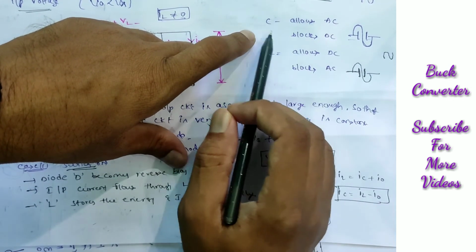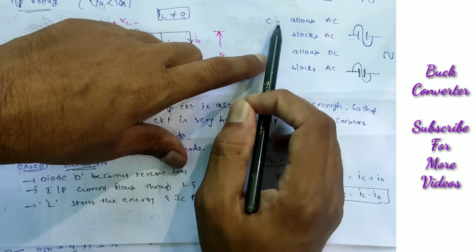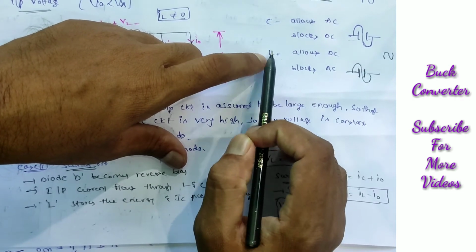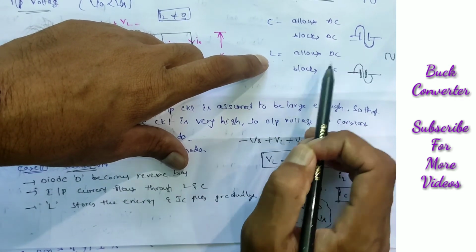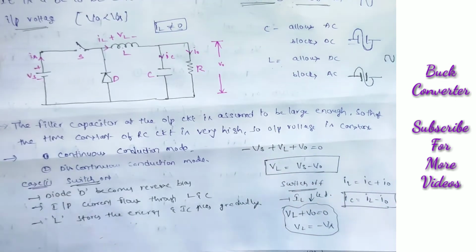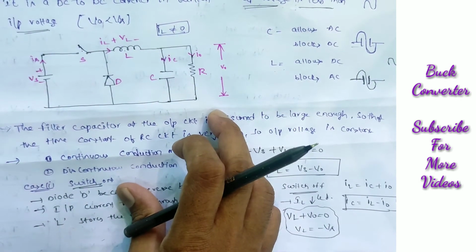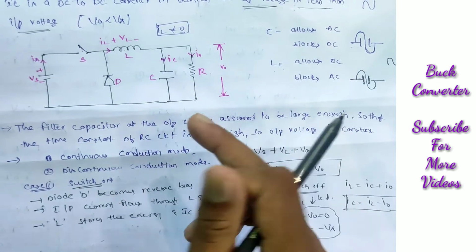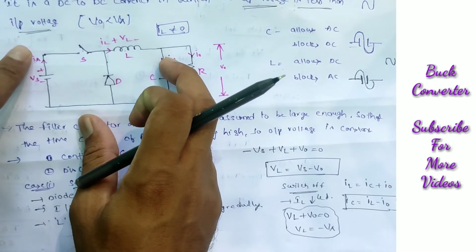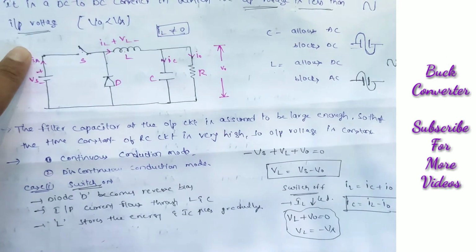This is about the property of the capacitor, whereas the opposite property of the capacitance is the inductor. It allows the DC, blocks the AC. This is about the operation of the buck converter. Then you can understand this operation in the waveforms also. Let us discuss those waveforms.